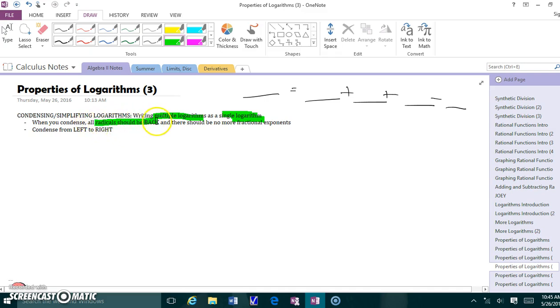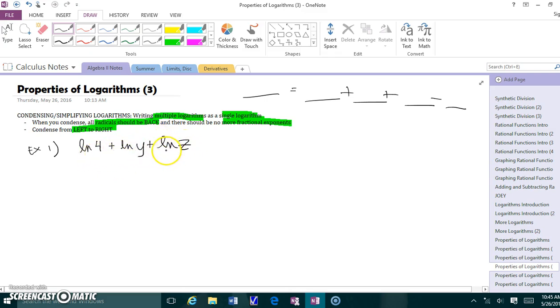All radicals should return. So there should be no more fractional exponents. And one thing to keep in mind is when we condense, we're always going to go left to right. So for example 1, let's do a relatively easy one again. And we'll build our way up as always.